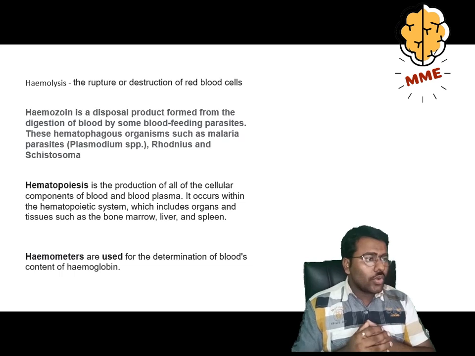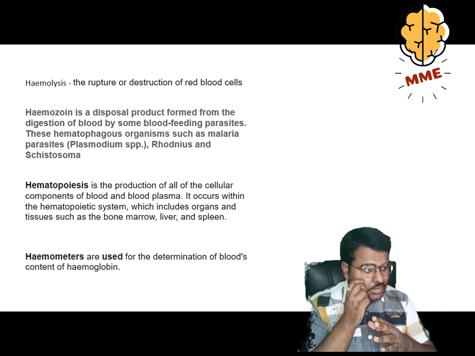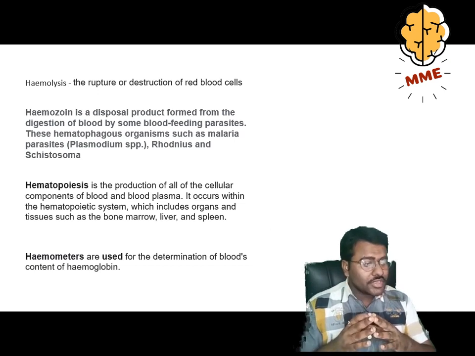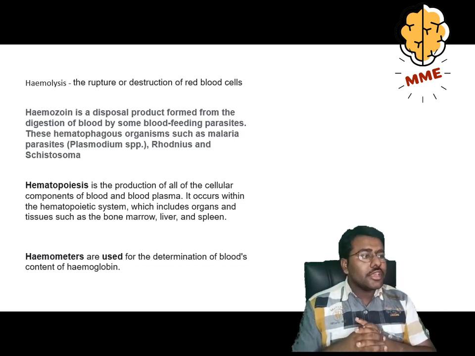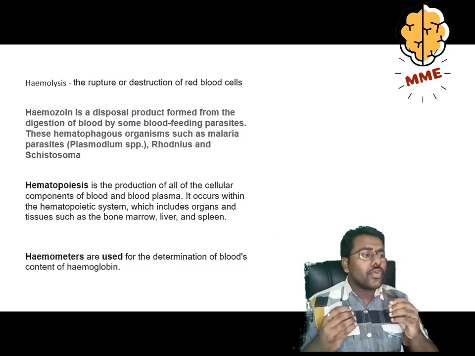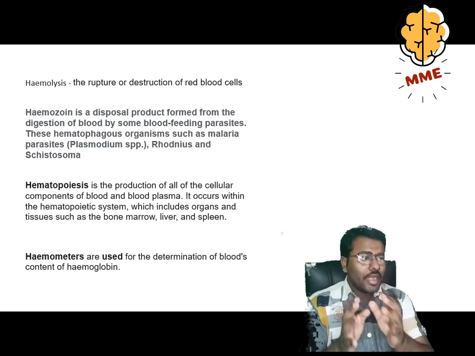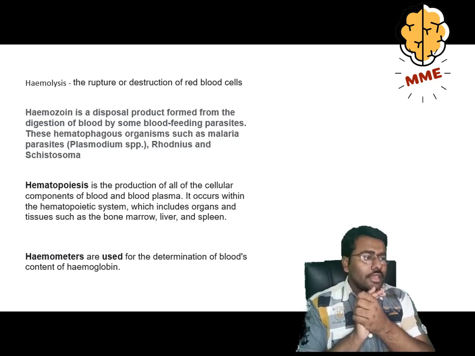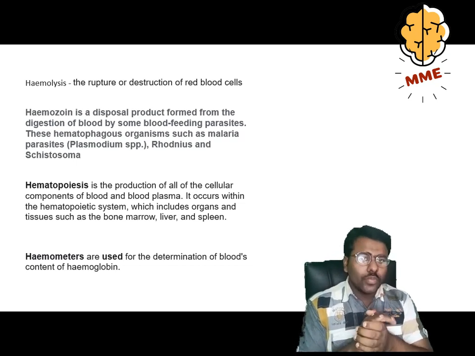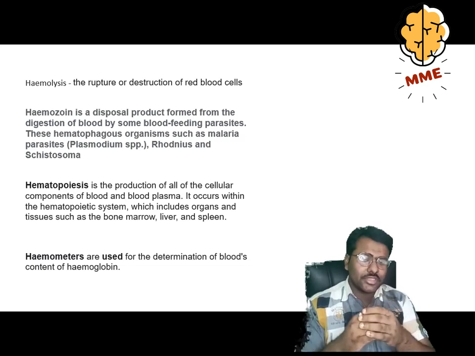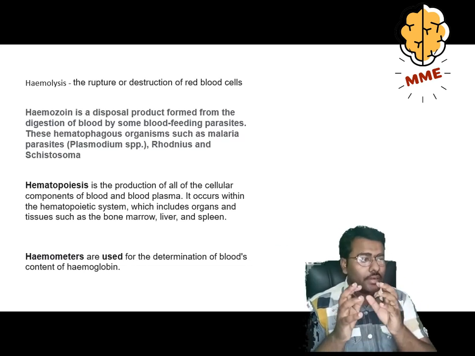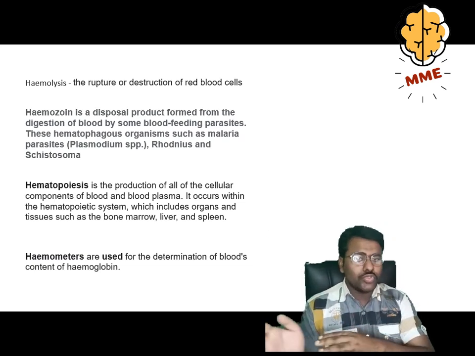Now coming to the next, there are 4 terms: hemolysis, hemozoin, hemoptysis, hematopoiesis and hematometer. First is hemolysis. Hemolysis means the destruction of RBCs. Hemozoin is the formed element which is formed by the digestion of blood. After blood digestion, some parasites like plasmodium digest the RBCs and form digestive material from the RBCs. This is called hemozoin.